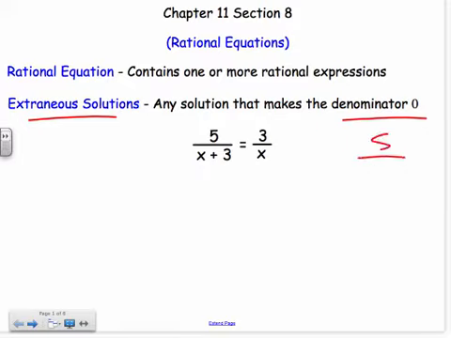If I ever try to type something divided by 0, it does not work. So we can't have any extraneous solutions. We are always going to state those in the end if we have them. But we have to go through and solve before we can check to see if it is extraneous.